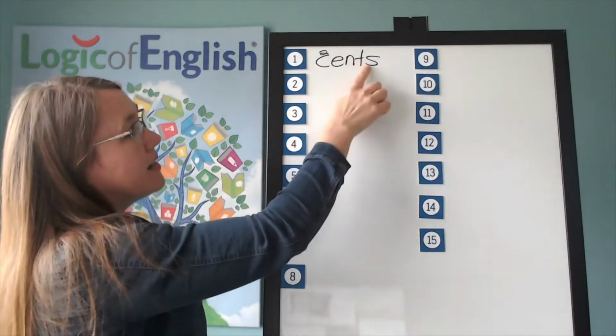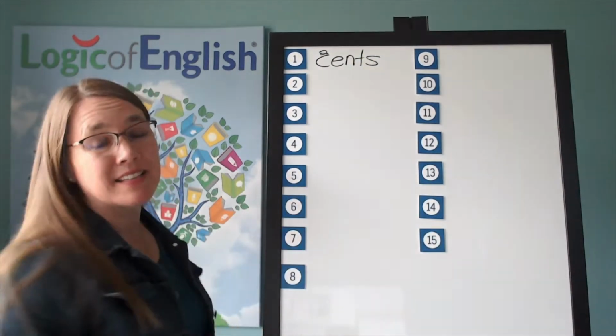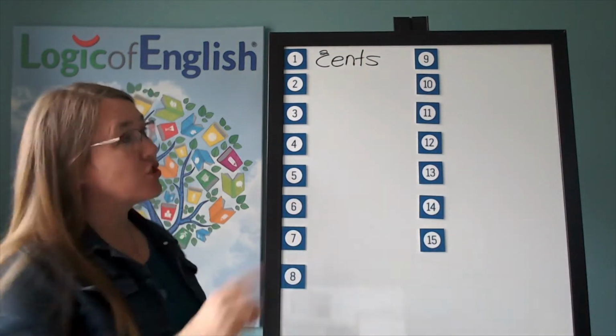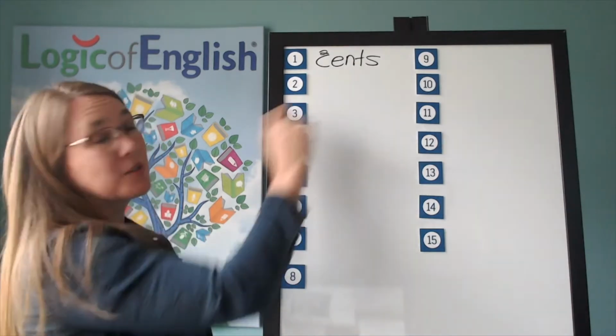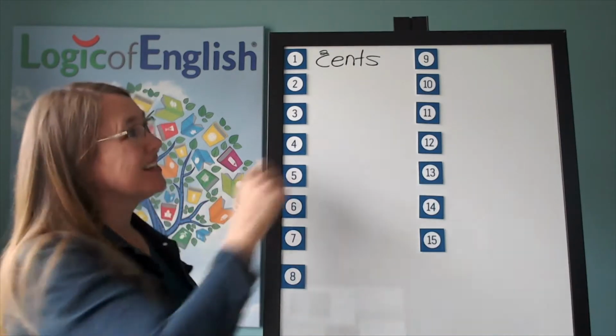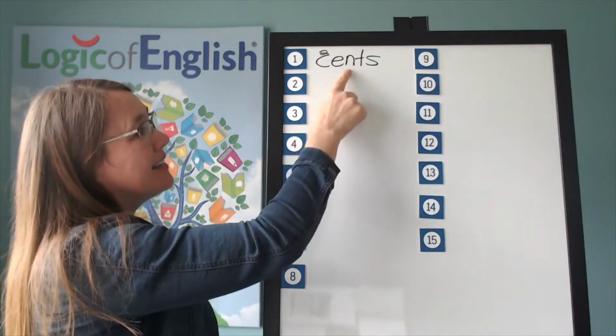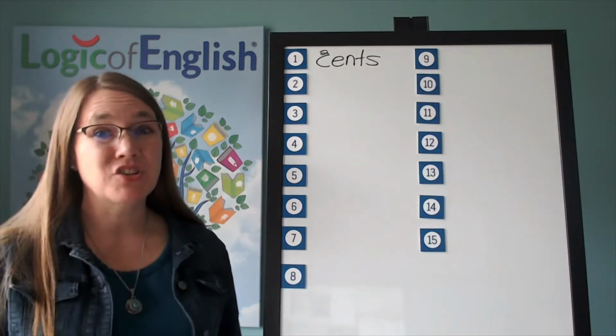And then, why did we add an S? You're right, 1 cent, many cents. To make a noun plural, just add S, unless the word hisses or changes. This word does not hiss and it does not change, so we just added S. Let's read it. Cents.